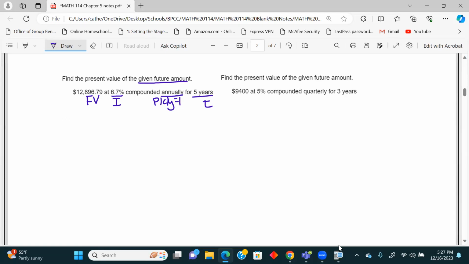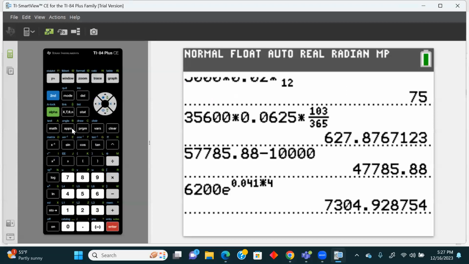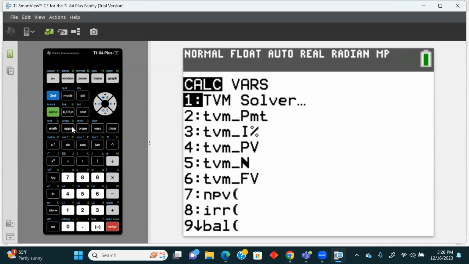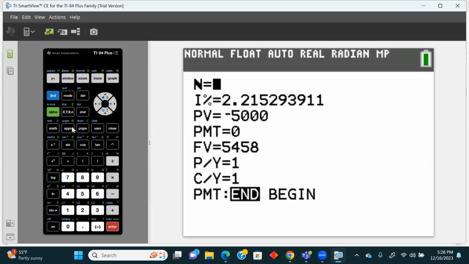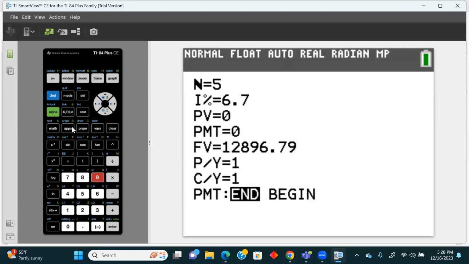Let's flip over to our calculator. Let's go to our finance solver. All right, so it's compounded for 5 years, once a year. Our rate is 6.7. Present value is what we're looking for, so we're going to put a 0. And the future, we want to have $12,896.79. And then PCY is 1.